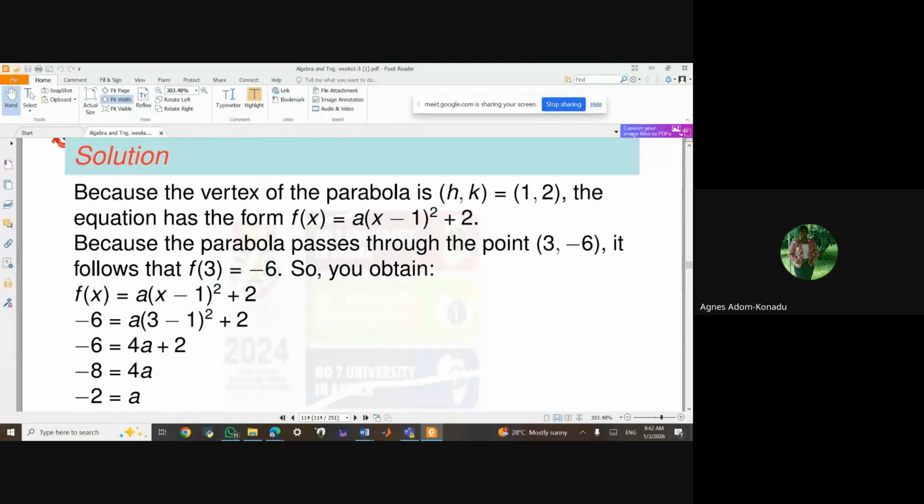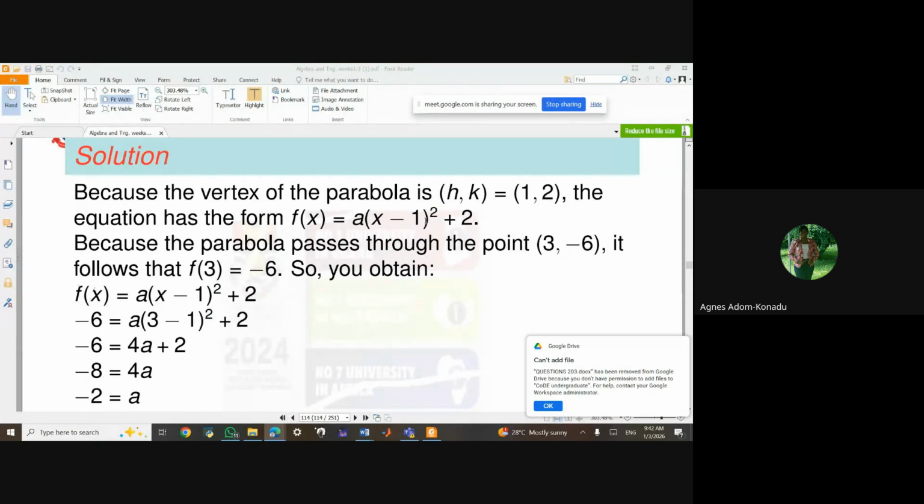What's my maximum value? The maximum value is 2. Thank you very much. So my maximum value is 2.